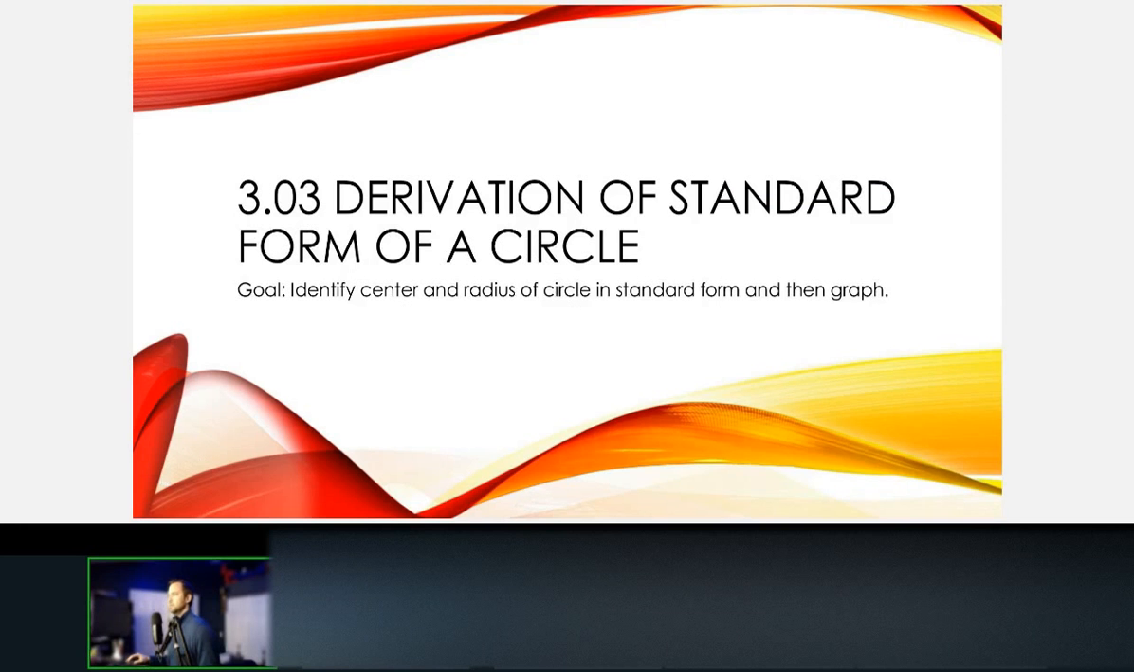Okay, so today is the start of the conics. Well, one of the conics being the circle. So again, we're doing circles, ellipses, hyperbolas, and parabolas. So we got 4 conics. Circles is definitely the easiest of the 4.